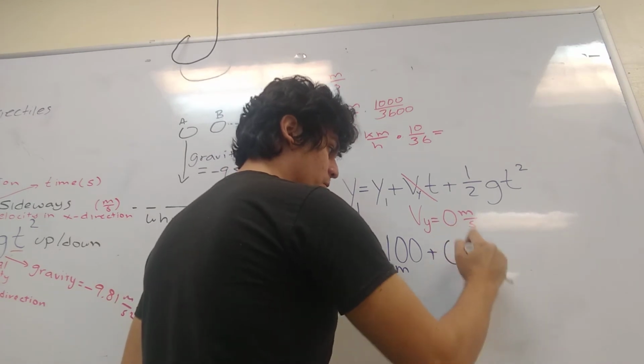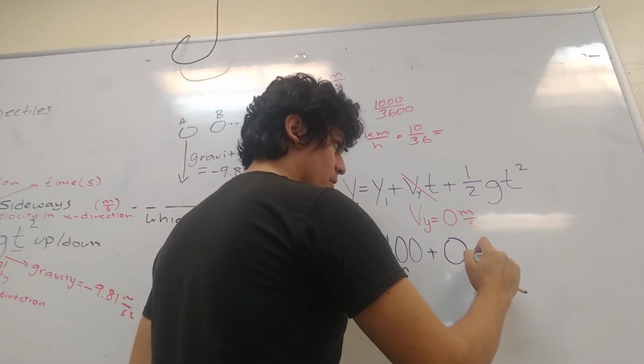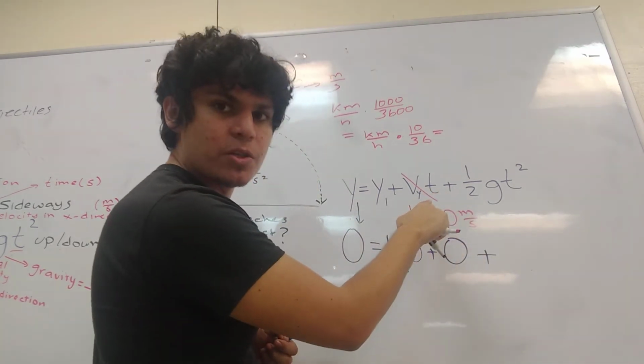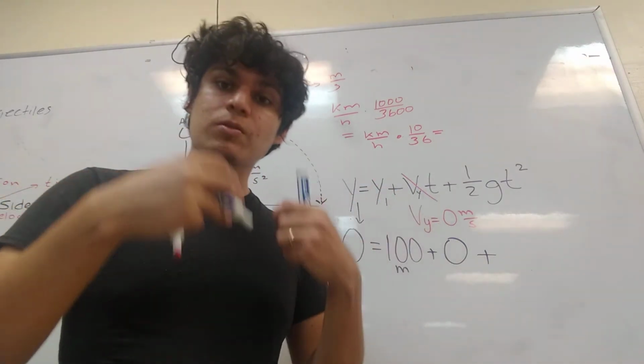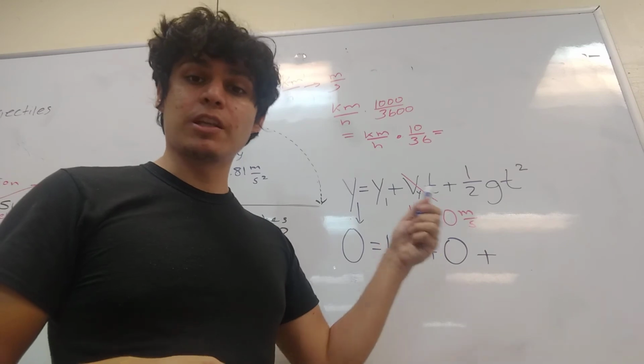And so I don't care about the time. Okay? Now why don't I care about the time, Mr. Mian? Because anything times 0 is 0. So I don't care. If velocity is 0, then I don't care about the time.